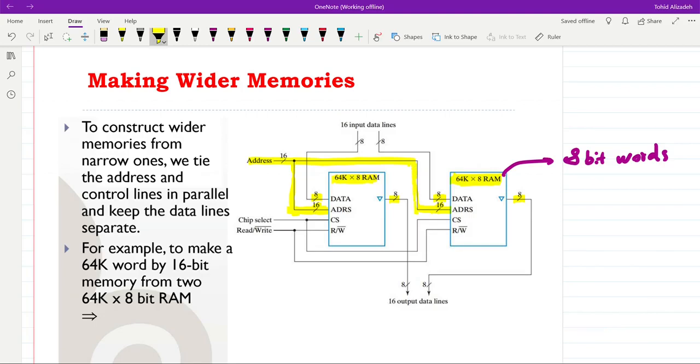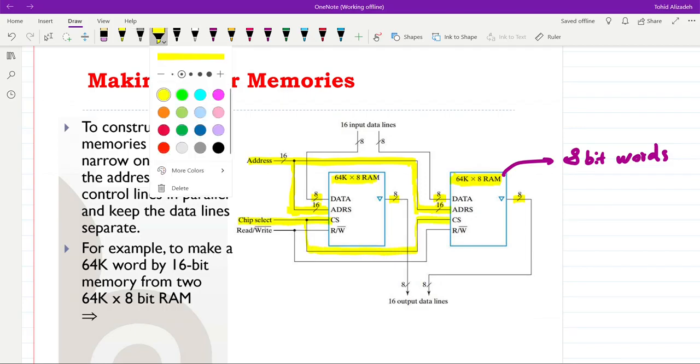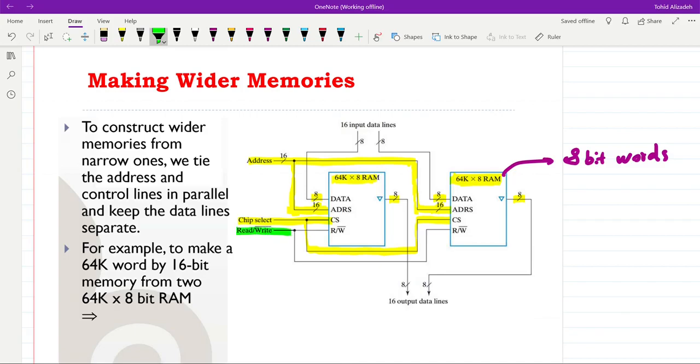In terms of the chip select, they will also be the same. So you can see over here that the chip selects are connected to each other, and also the read-write commands are connected to each other. So for both of them, we will decide to write or read at the same time.